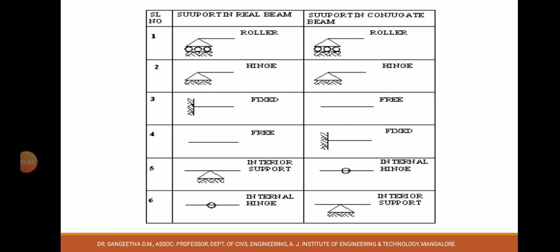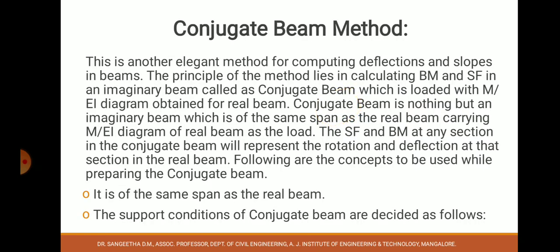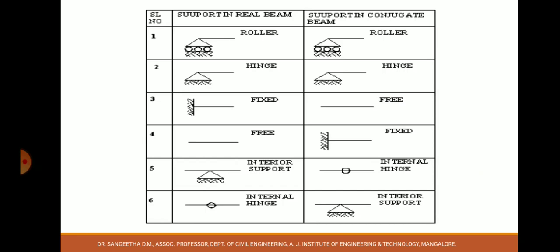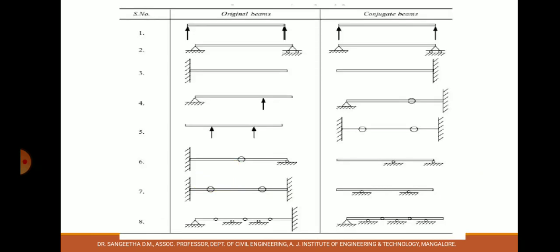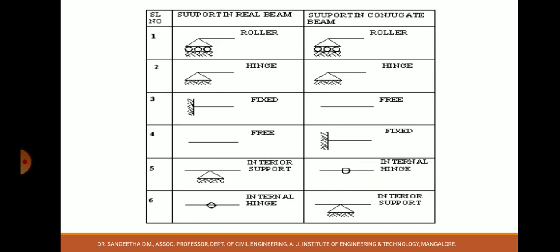If there is a roller support in the real beam, in the conjugate beam it will remain a roller support. If it is a hinge in the real beam, in the conjugate beam it will remain a hinge. If it is a fixed end in the real beam, then in the conjugate beam it will turn into a free end. If it is free in the real beam, it will switch over to a fixed end. If it is an interior support in the real beam, it will form an internal hinge. If it is an internal hinge in the real beam, it will form an internal support.